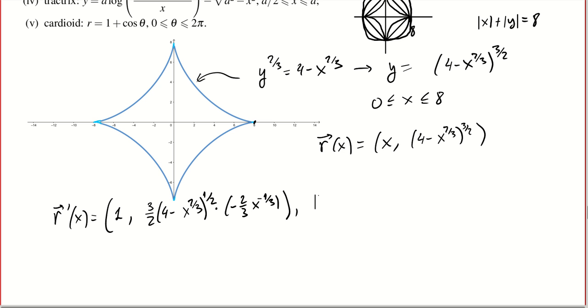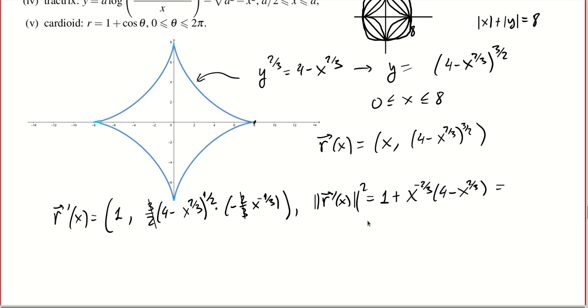Now, if we calculate the length of this vector, let's calculate the length squared. So we have 1 squared, that's 1, plus, then this 2/3 and this 3/2 cancel. The minus is irrelevant because we're squaring, so we have this factor squared, which is x to the minus 2/3, and then the square of this, which is just 4 minus x to the 2/3. Remember, this is always positive within this interval, so there's no problem with that.